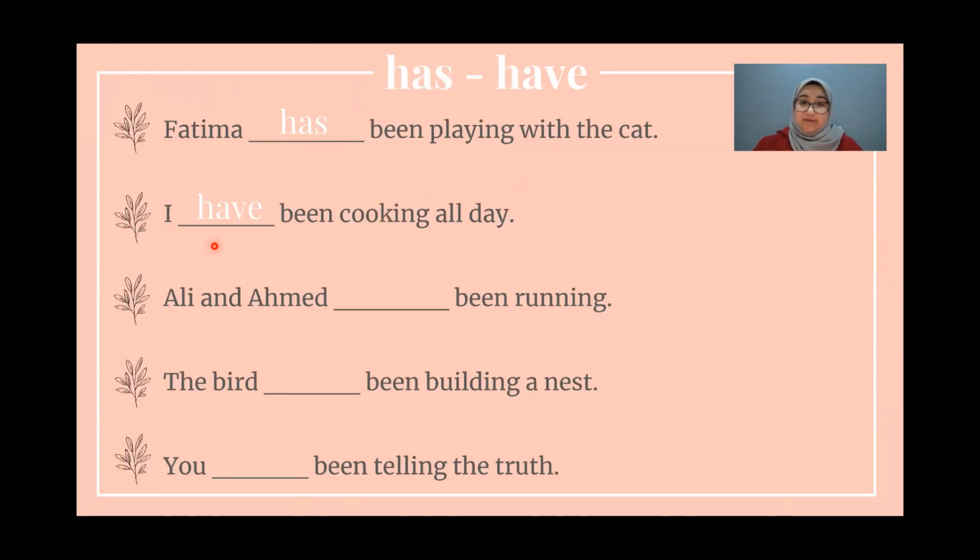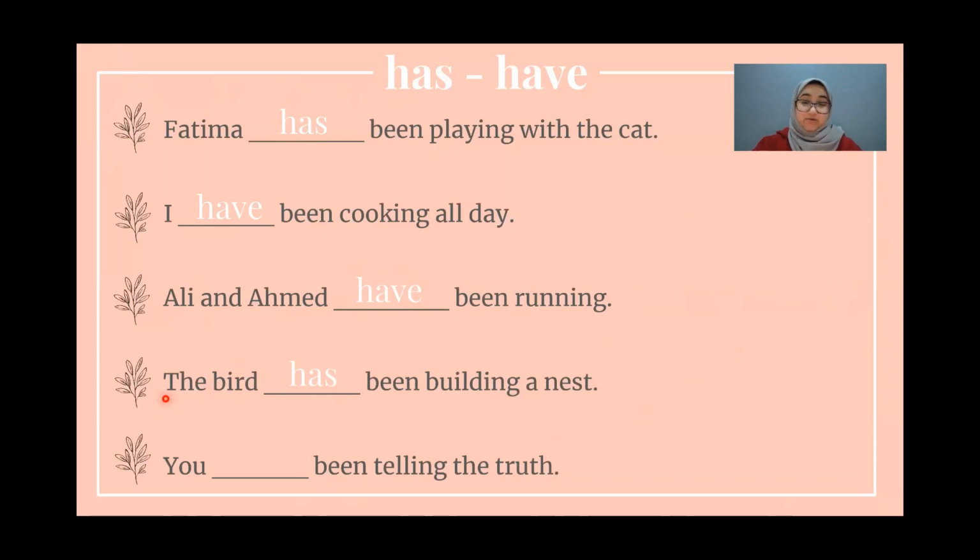The I pronoun takes have. Number 3, Ali and Ahmed have been running. Ali and Ahmed are two people. And if I want to change these two subjects to a pronoun, I would say they have been running, okay? So we use have.